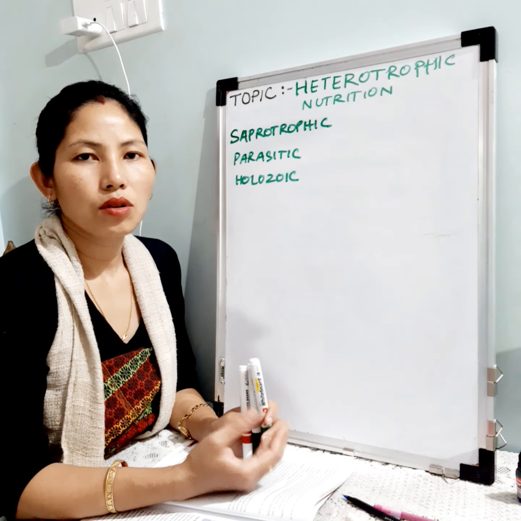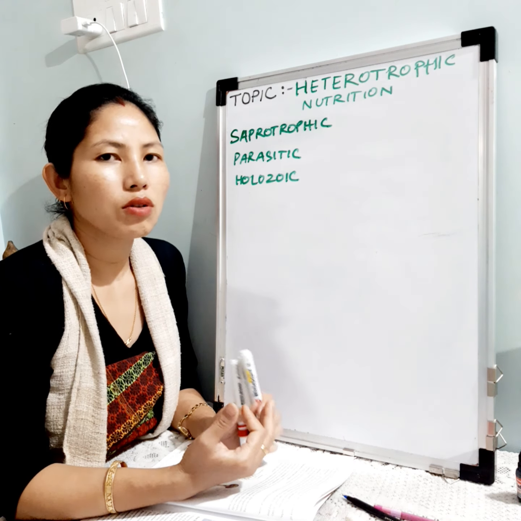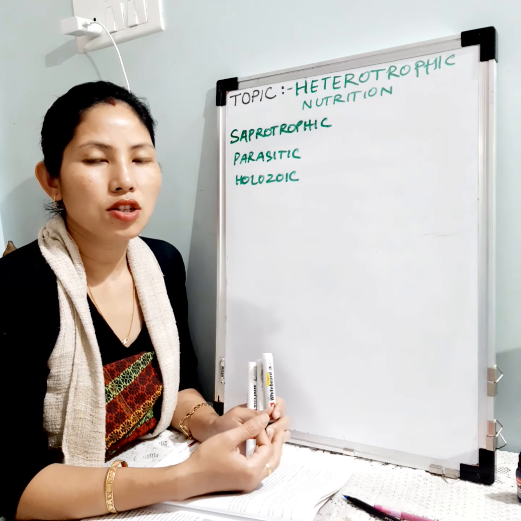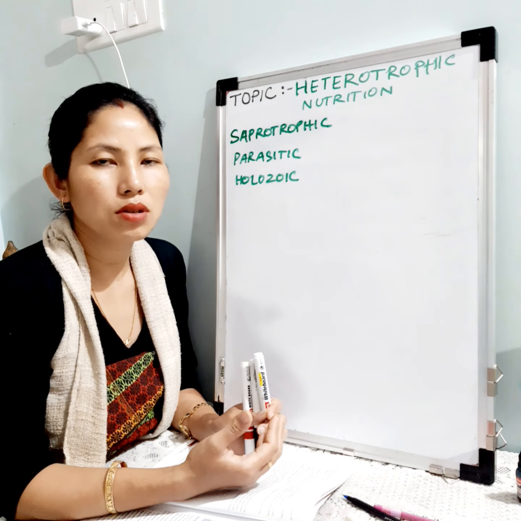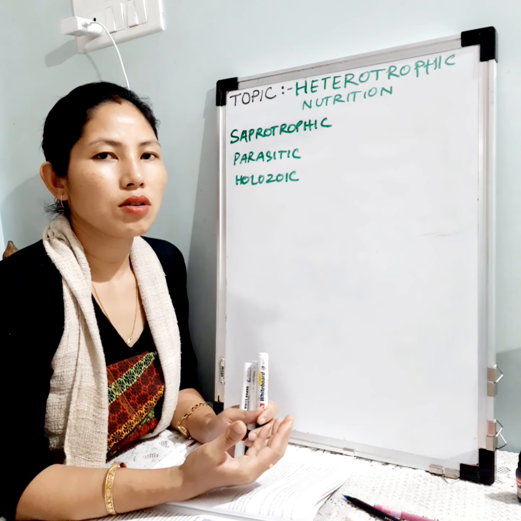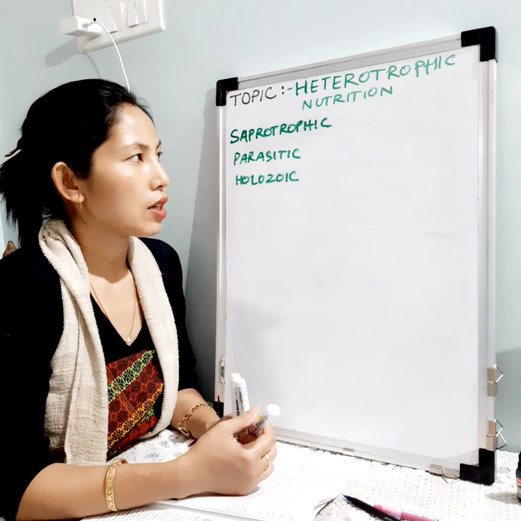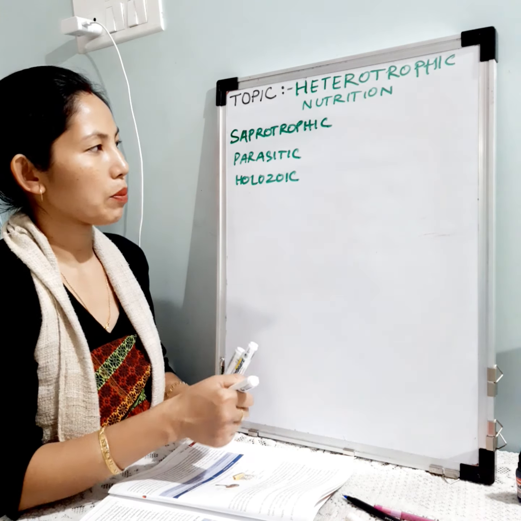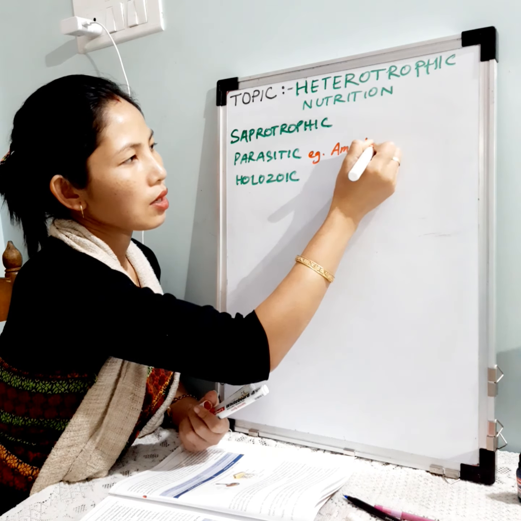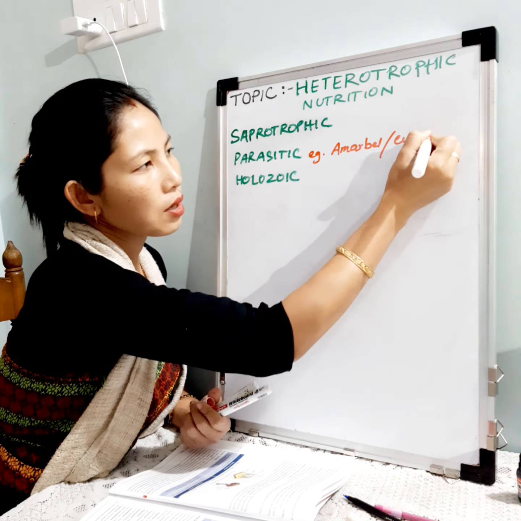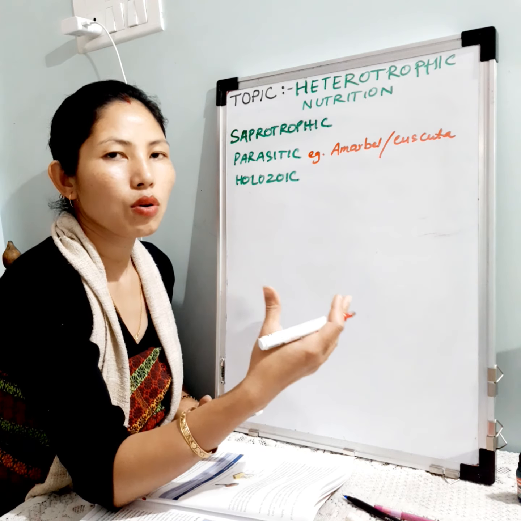But not only animals, the parasitic nutrition also includes some plants which cannot photosynthesize. The plants which are non-photosynthetic, which are not green in color and do not have chlorophyll, some of them are also parasitic in nature. For example, amarbel, right? Amarbel, let me write the example here. Example, amarbel, or it is also known as cuscuta. These are parasitic plants which derive the nutrients from the host plant.